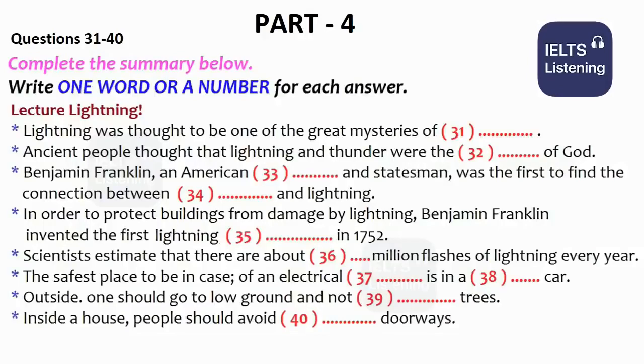Scientists estimate that there are about 2,000 million flashes of lightning per year. Lightning hits the Empire State Building in New York City 30 to 48 times a year. In the United States alone, it kills an average of 1 person every day. The safest place to be in case of an electrical storm is in a closed car.